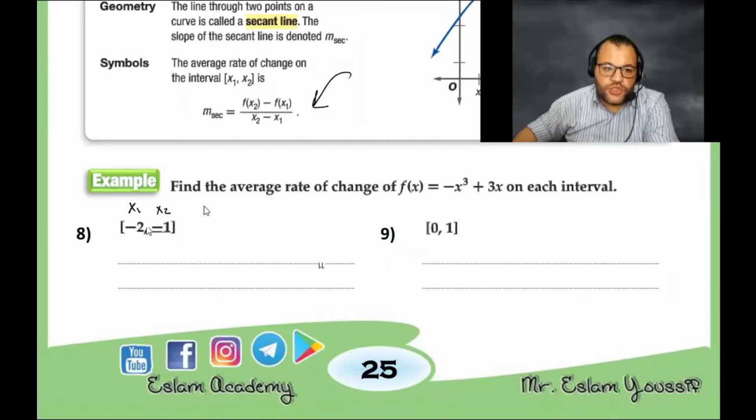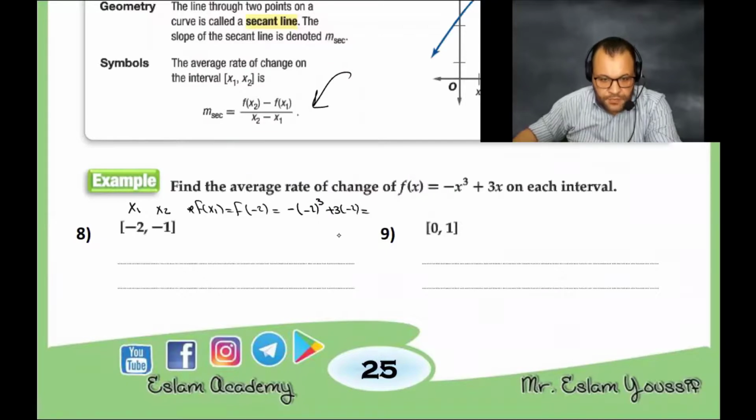All you have to do is find f of x1. What is the value of f of negative 2? That's f of x1. F of negative 2 is equal to, again, I will write it here, f of x1. What is the value of x1? Negative 2. So I will replace x with negative 2. So it will be negative of negative 2 to the power 3, plus 3 times negative 2.